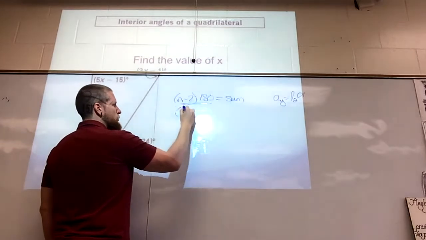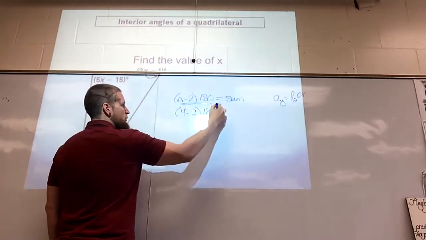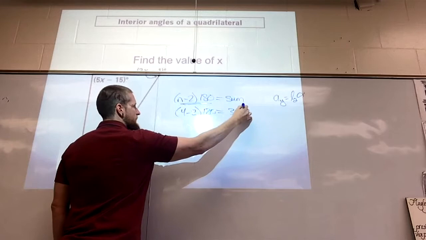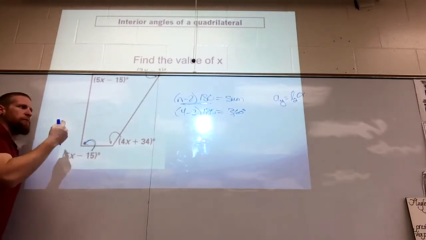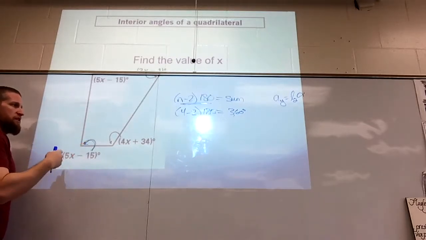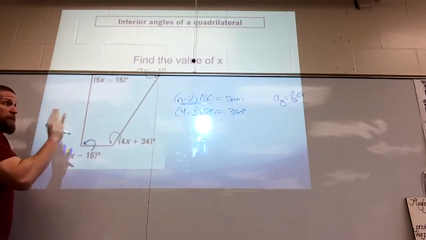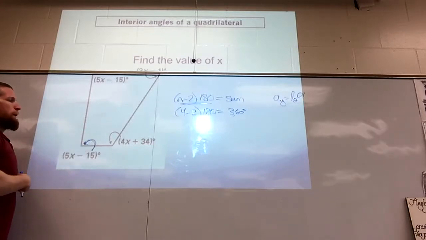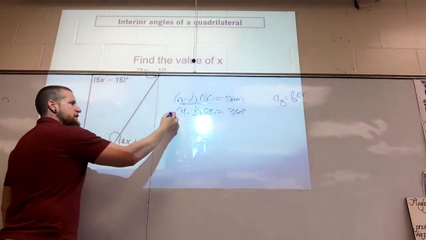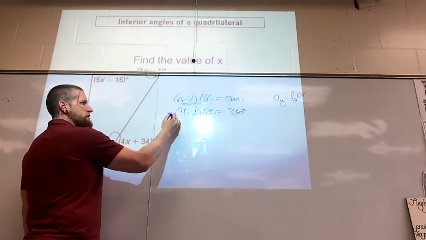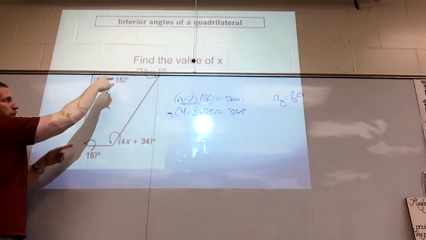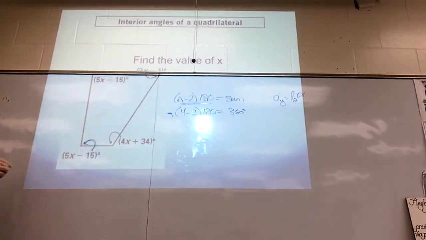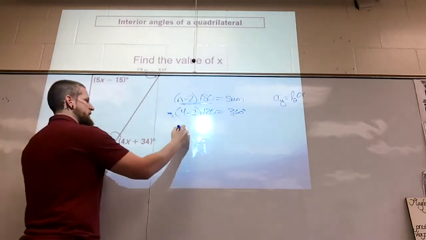A 4-sided figure would be 4 minus 2 times 180, which is 360. That's something you definitely should know from now on: if there are 4 sides, it's 360. A 3-sided figure being 180 and a 4-sided figure being 360 are the two you definitely need to know without having to do the formula. All this part right here does is tell me what to set it equal to after I add them up. If I take those 4 angles and add them up, that'll give me 17x.